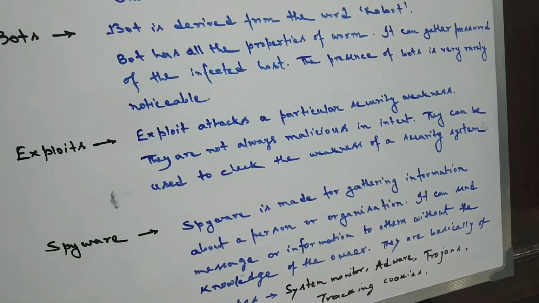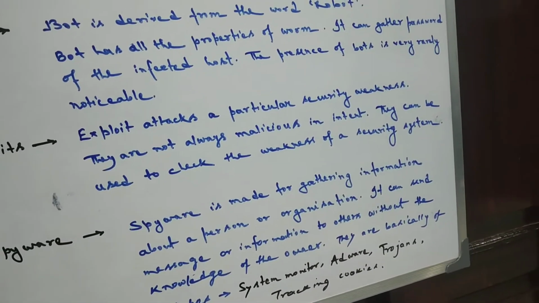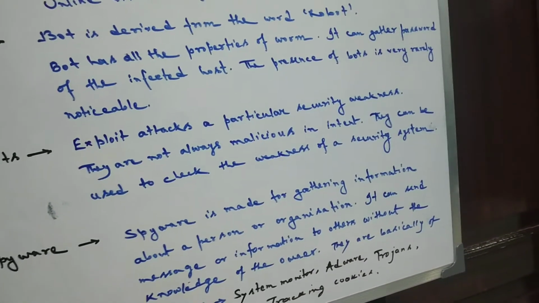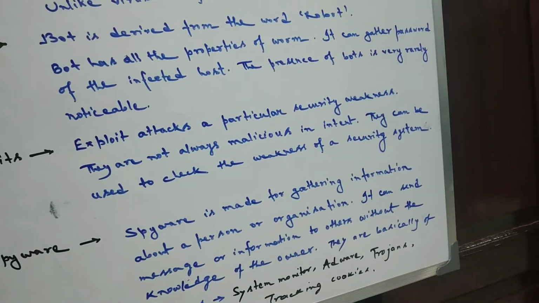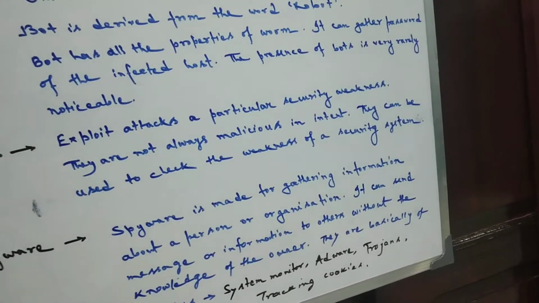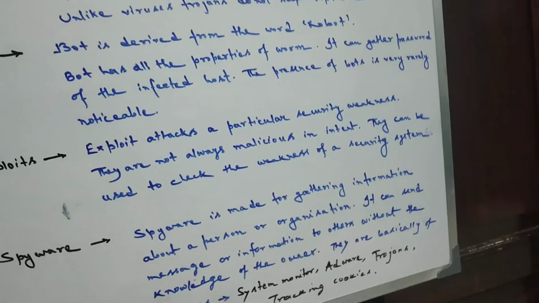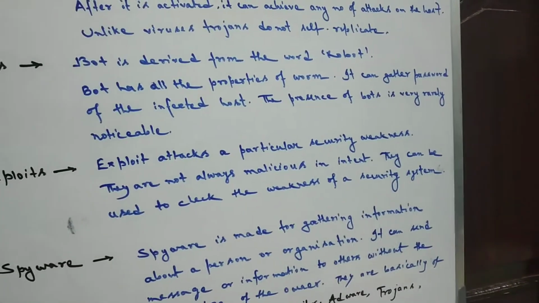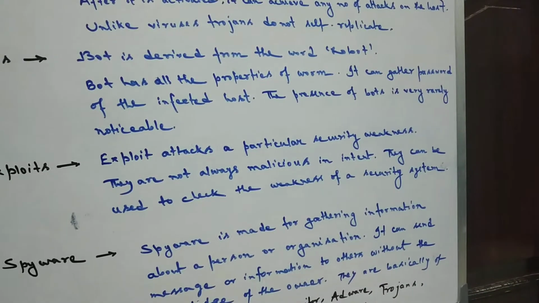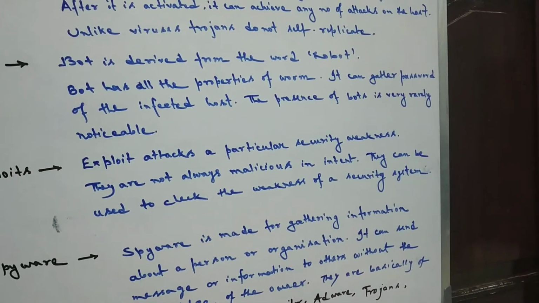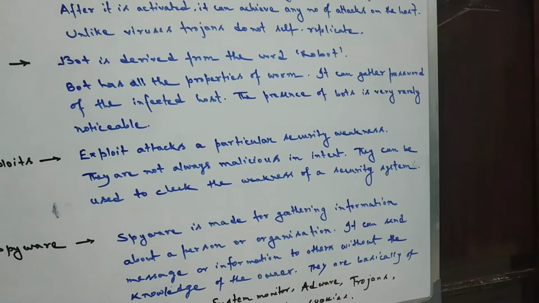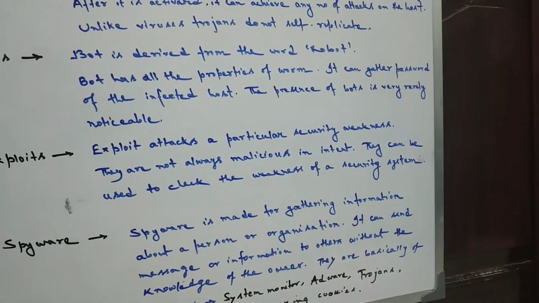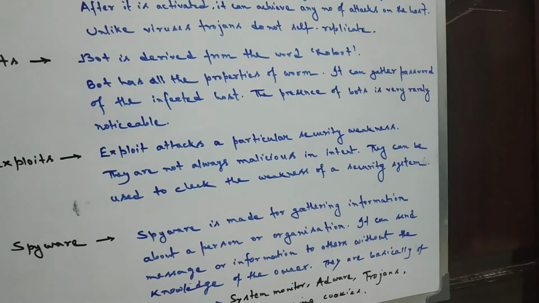Now exploits. An exploit attacks a particular security weakness. They are not always malicious in intent. They can be used to check the weakness of a security system. That means an exploit is a kind of software that is not always malicious in intent. Exploits are not always made to damage a system. Sometimes they can be used for constructive purposes, like checking the weakness of a security system.